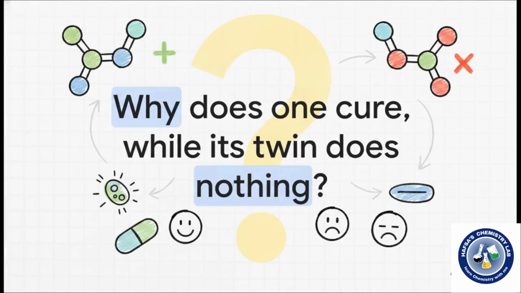Think about this for a second. How is it that one molecule can cure a nasty bacterial infection while its exact identical twin, literally made of the very same carbon, hydrogen, and oxygen atoms, does absolutely nothing at all? Or, crazy enough, how can one twin be a perfectly safe painkiller and the other just be completely inactive? That right there is the secret of stereochemistry, and we're going to decode exactly how that happens.